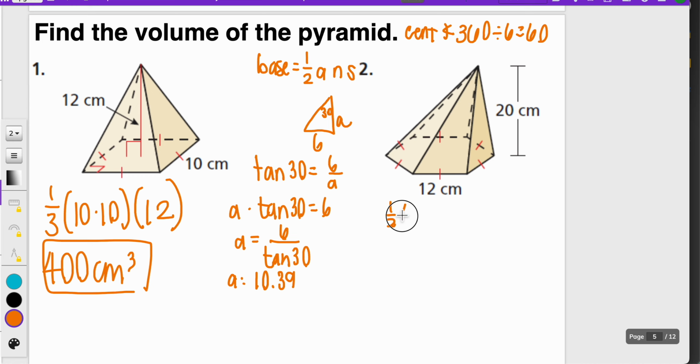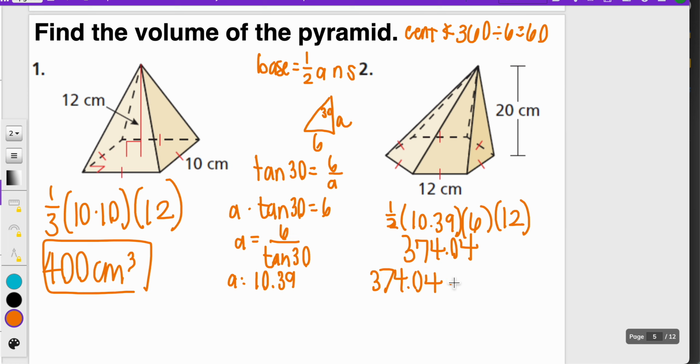So I'm going to plug that into my area of the base. So 1/2 times 10.39 times my number of sides, 6, times my side length, 12. And I'm going to get 374.04. So now I can plug that into my formula for volume of pyramids. So 374.04 times 20, and then divide all of that by 3. I'm going to roughly get 2,493.6 cubic centimeters.